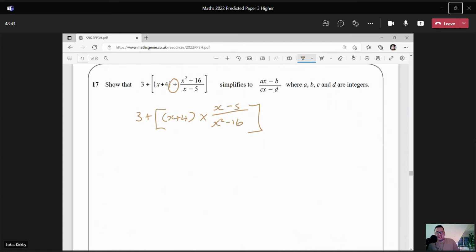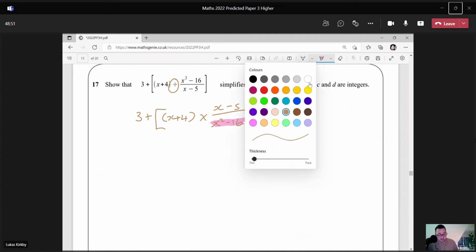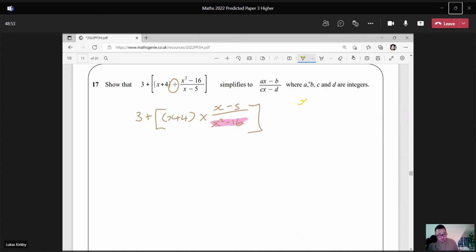Great. Now, the next thing I'm noticing, this is jumping out at me. This thing here has a difference between squares. So if I just do a little side note, so x squared minus 16 is the same as, well, that's x squared minus 4 squared. So that's x plus 4, x minus 4.